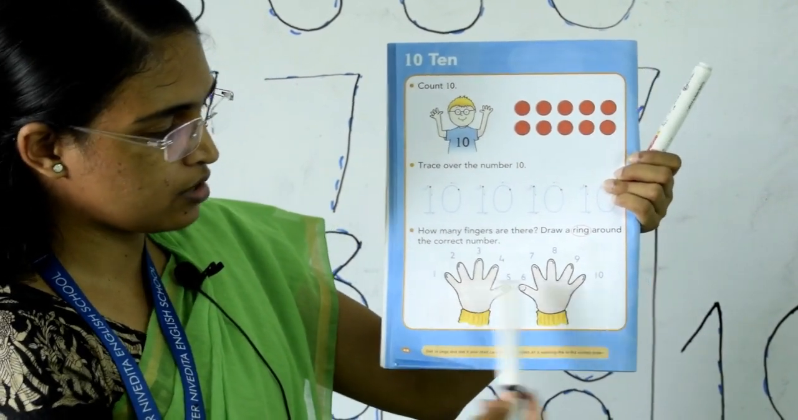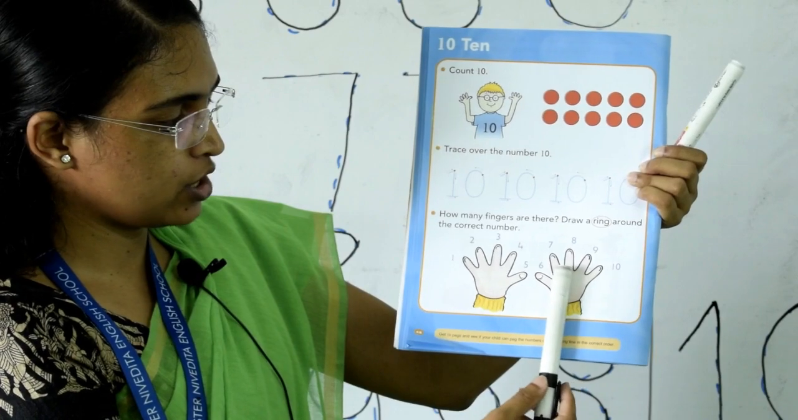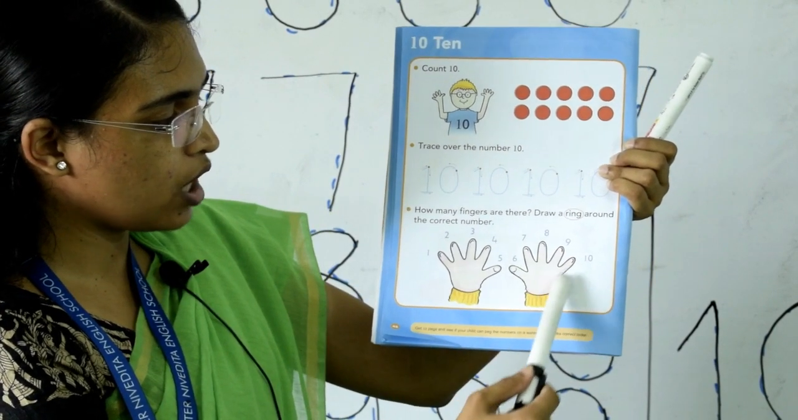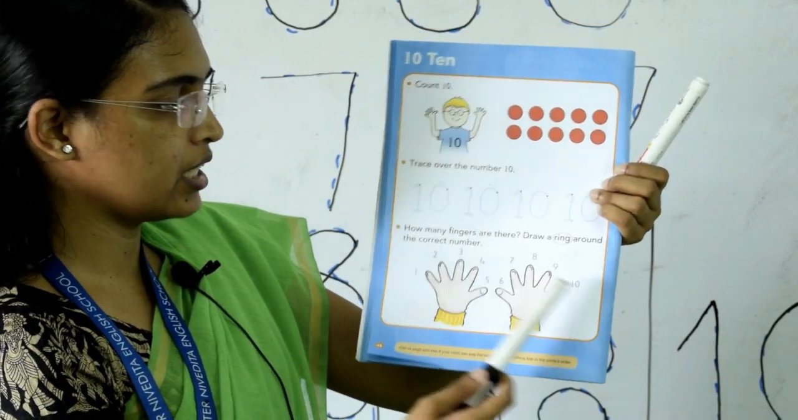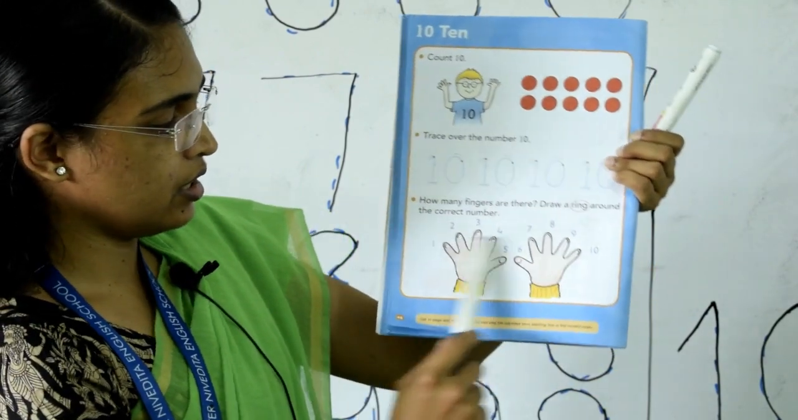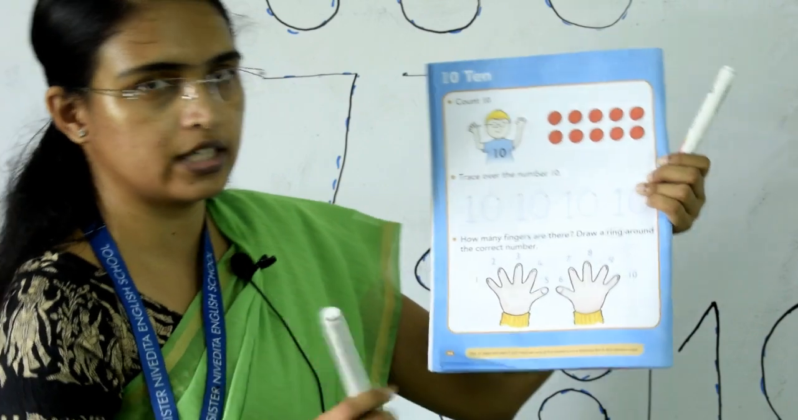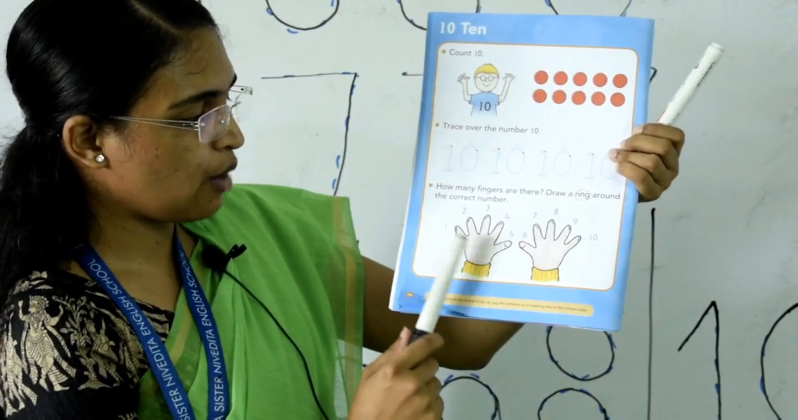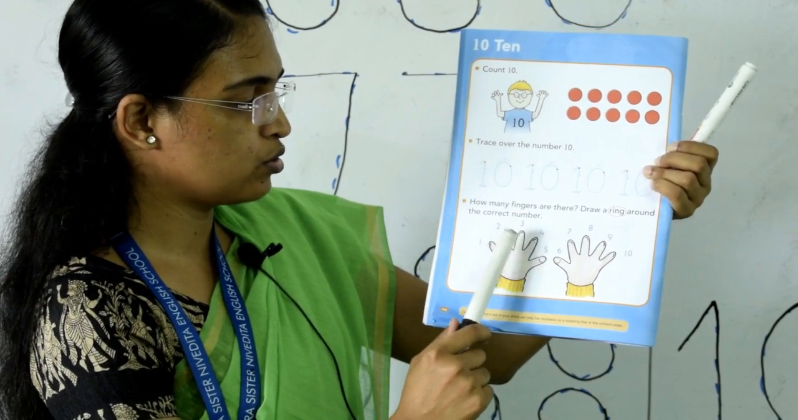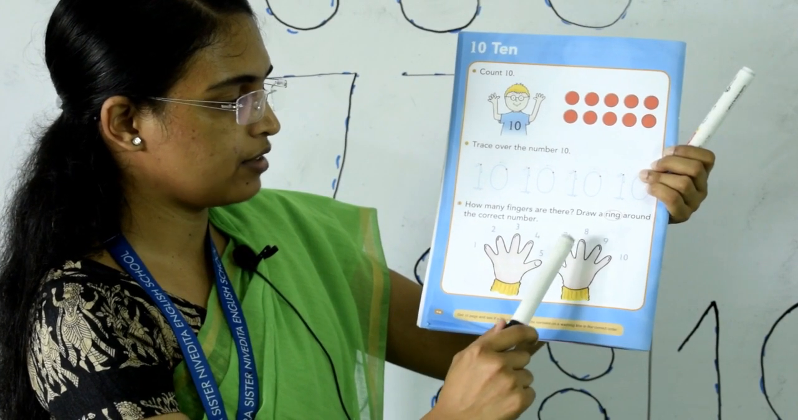So can you see these fingers in this picture? So you have to count all the fingers and circle the correct number. Here the numbers are written. You have to find out the correct number. Okay. Now let's count how many fingers are there. 1 2 3 4 5 6 7 8 9 10.